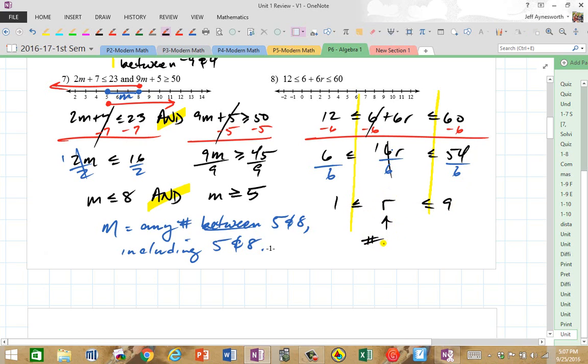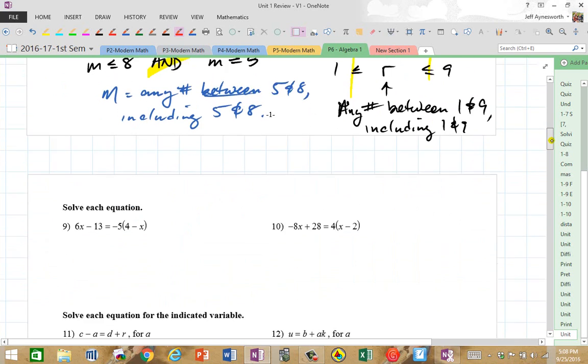So any number, all right, between 1 and 9, including 1 and 9. Or we say inclusively, okay? Including 1 and 9. So what we do is we graph that. So here's 1, here's 9, and any number in between there. Okay? Notice that r is between 1 and 9 even in the inequality. I mean, it kind of makes sense, just even visually. Okay.